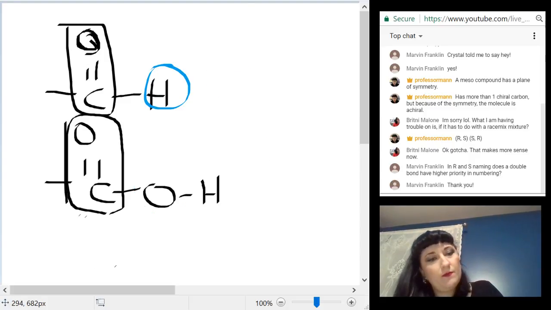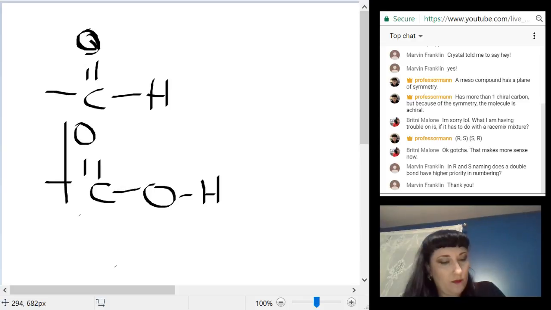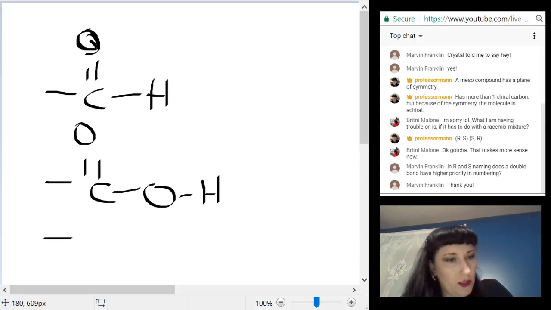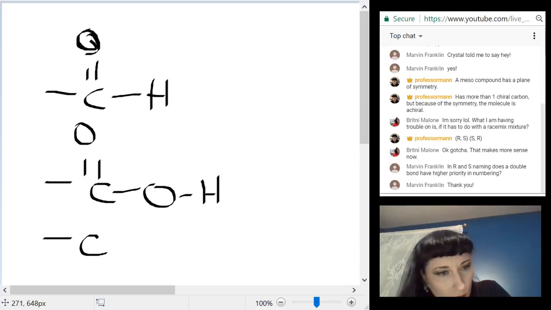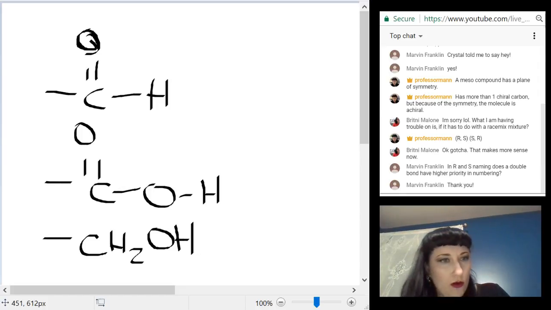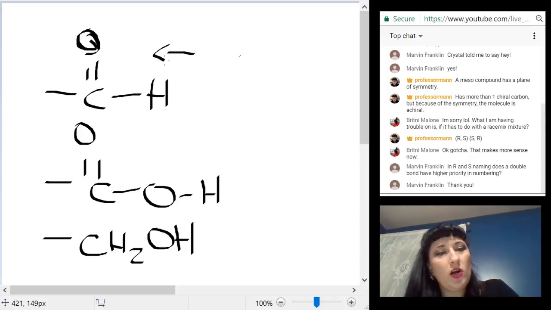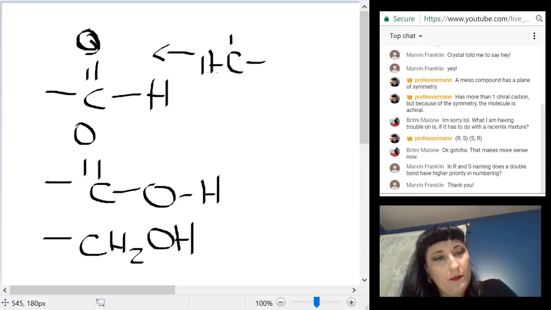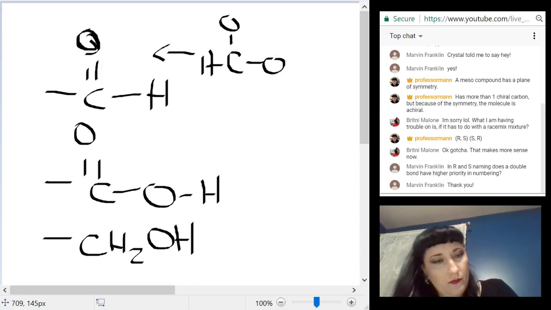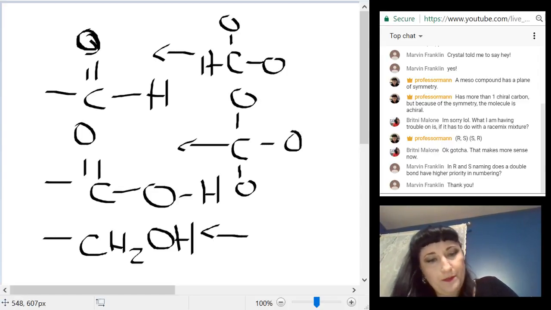Let's try something like this. Do an alcohol. So this one right here is essentially a carbon bound to two oxygens and a hydrogen. This one here is a carbon bound to essentially three oxygens. And then this one down here is a carbon bound to two hydrogens and an oxygen.